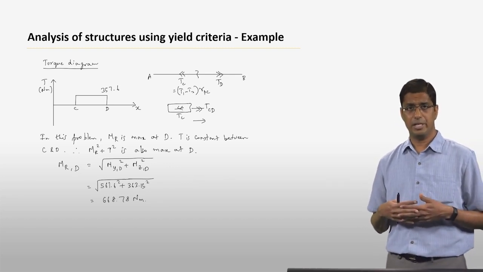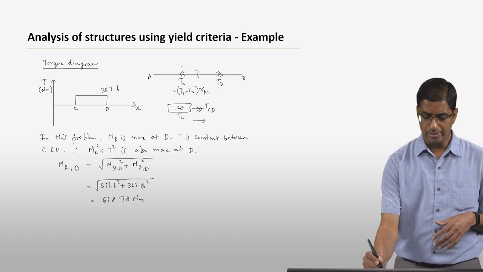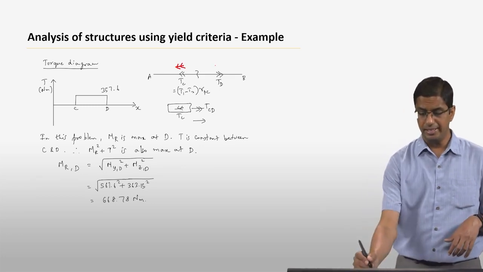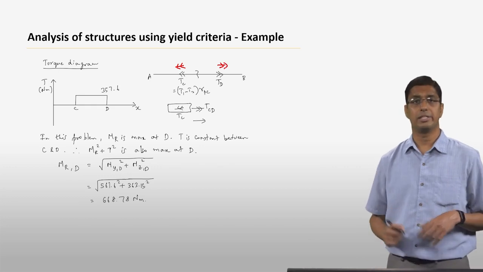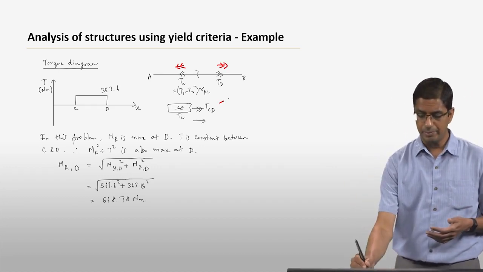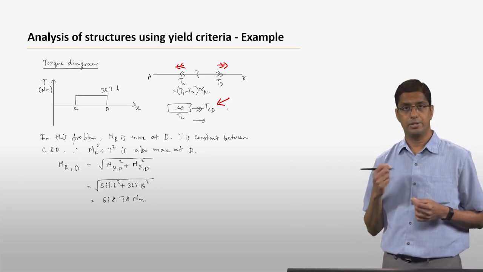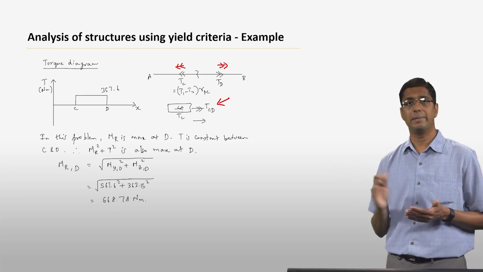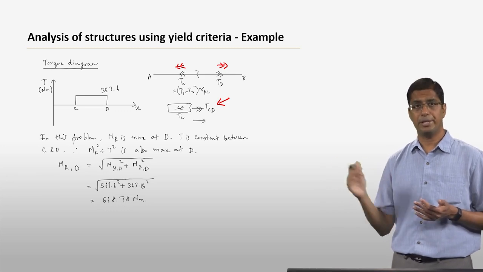If you use your right hand rule, you will find that the torque at point C is pointing to the left and the torque at point D is pointing to the right. So essentially, if you take any section between C and D, the free body diagram is going to look like that. The internal torque TCD between C and D is going to be pointing to the right.